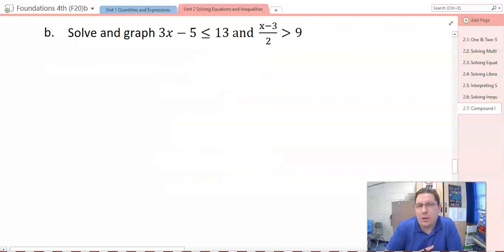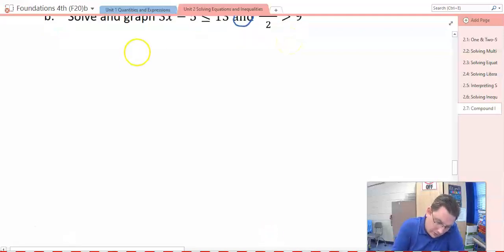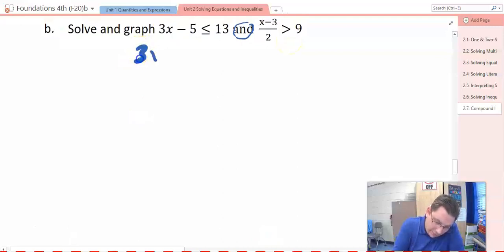So in example B here, we're given 3x minus 5 is less than or equal to 13, and (x minus 3)/2 is greater than 9. And so we're going to solve both of these pieces and then have to graph it on the number line. And so we'll solve the first piece first. Do these two things separately and then bring it together in the end.